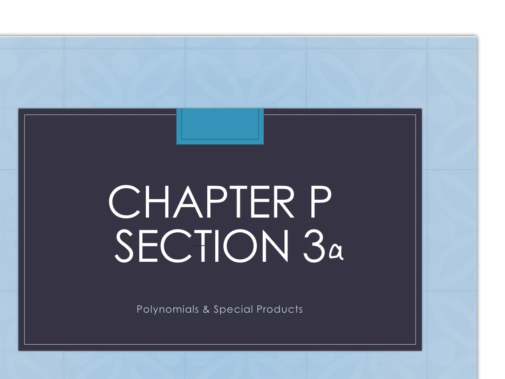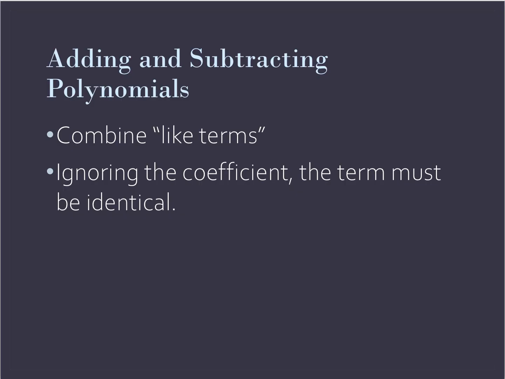So in Chapter P, Section 3 now, we're going to do a ton of examples on multiplying polynomials and special products. Okay, so special products are patterns, and some of them I think are super important, and some of them I think you can just do the long way, and I'll kind of go over it.